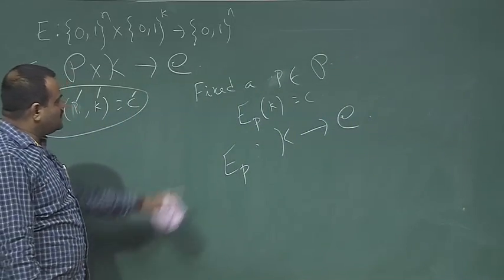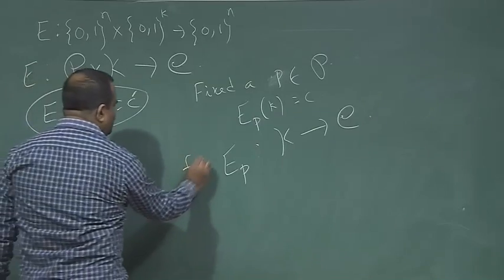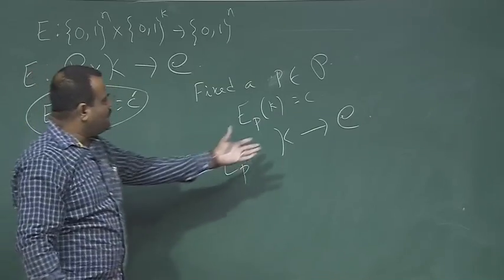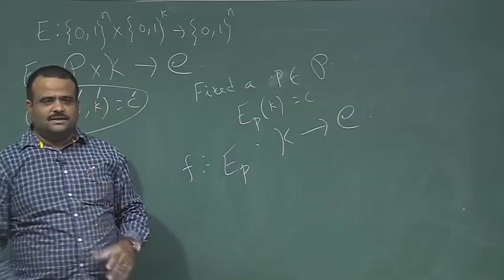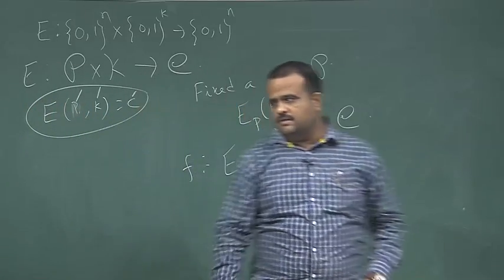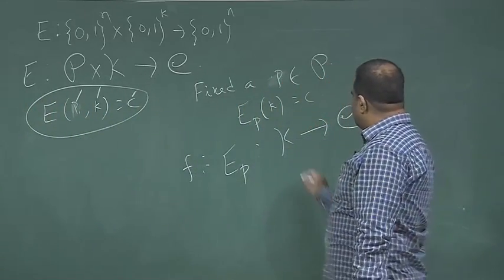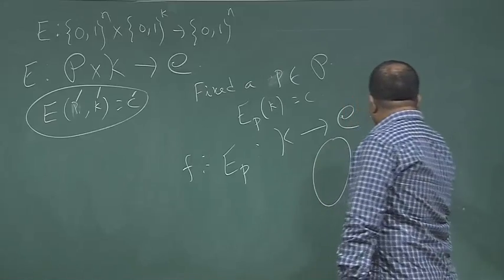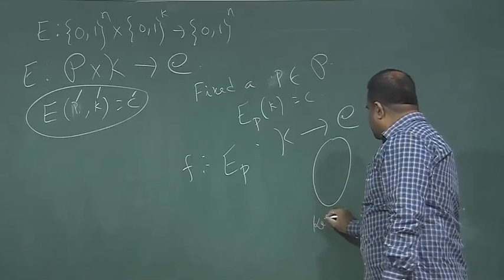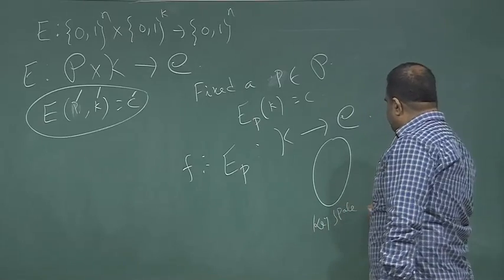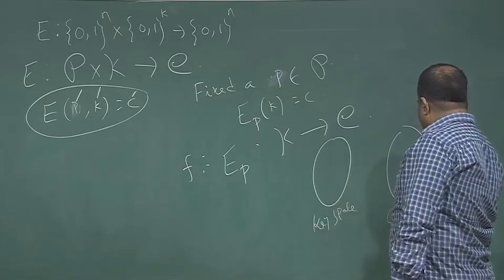Okay. So, this function is a one way function, which we define by f. Now, the key space and ciphertext space may be of different sizes. So, this is a function from the key space to the ciphertext space. This is a known plaintext attack.